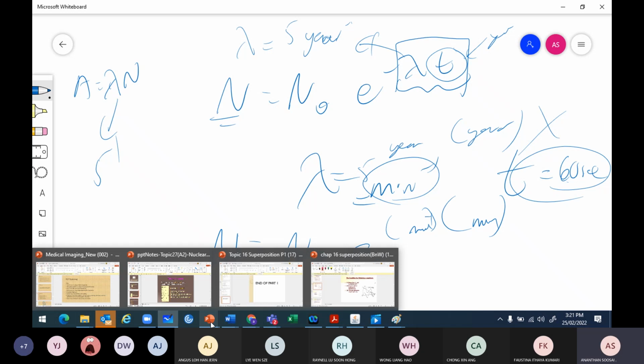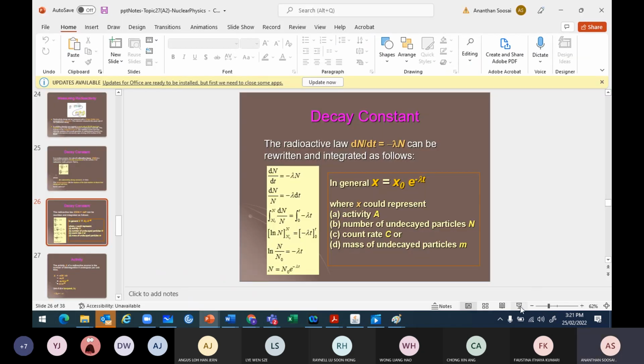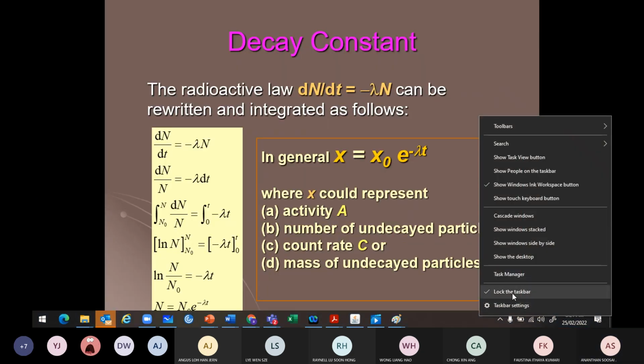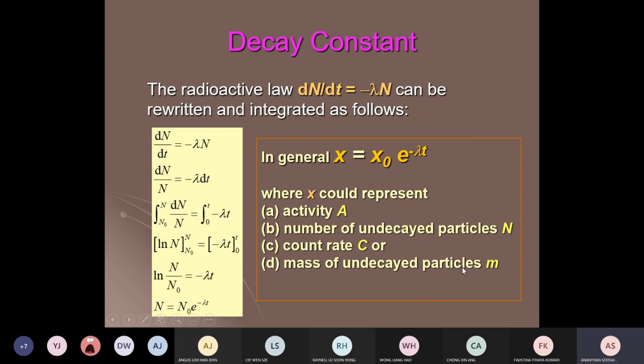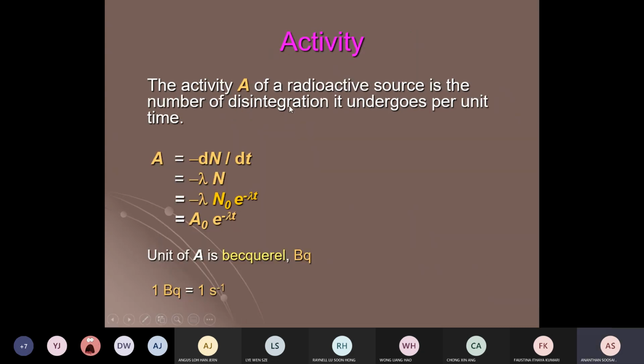Okay, second formula. The A, as I told you, is actually the activity. The unit of activity is the becquerel. 1 becquerel means 1 disintegration per second. That means one nucleus or one atom radiates to become a daughter nucleus. This is the SI unit for activity, the becquerel.